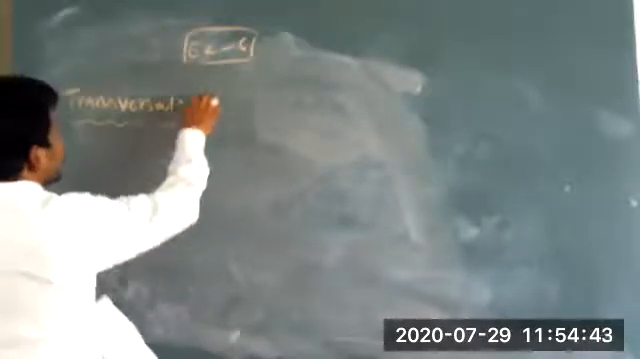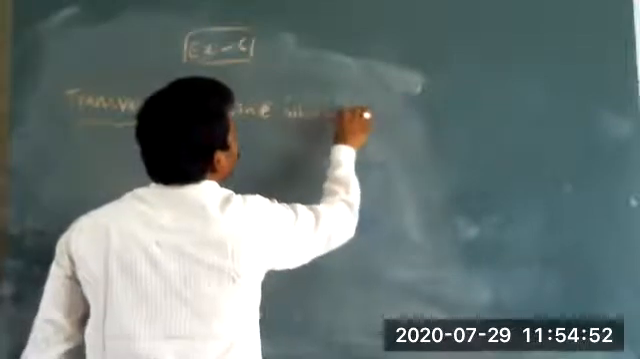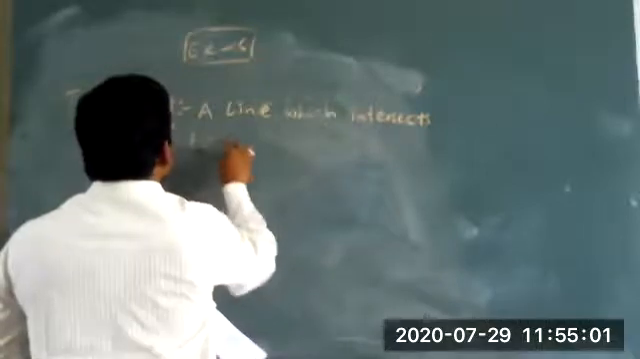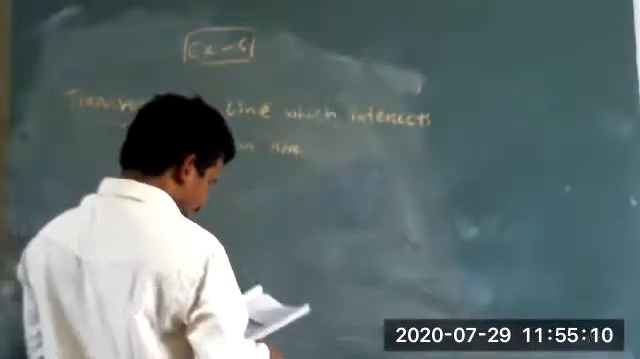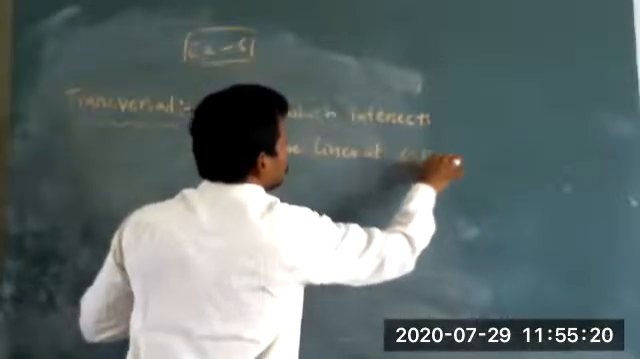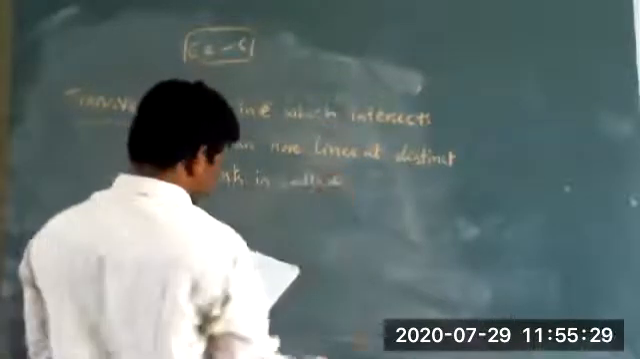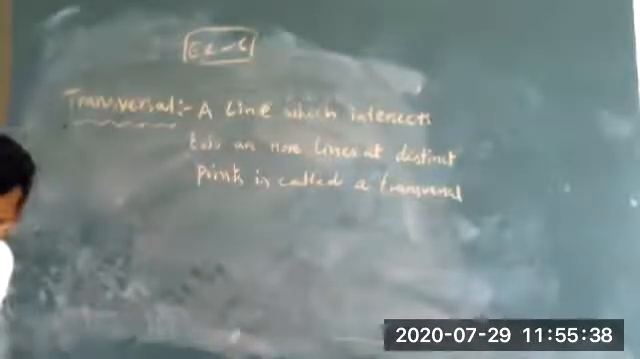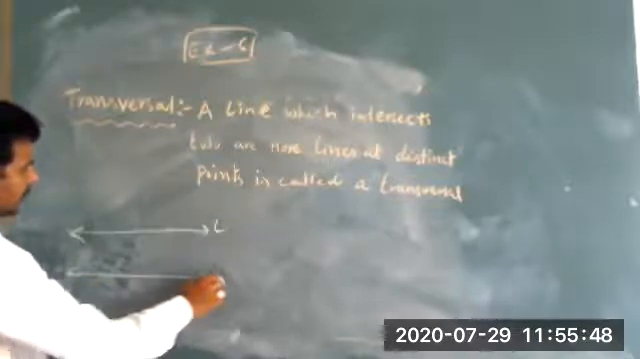A line which intersects two or more lines at distinct points is called a transversal. Transversal. For example, this line L.